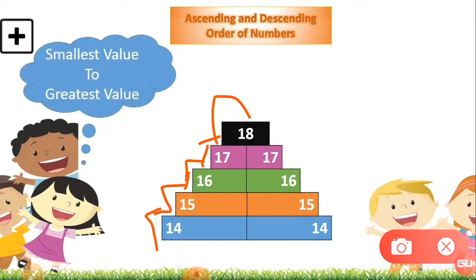You are at the greatest value now, and this is number 18. So see this, the arrow is going upside. You are climbing the stairs, and this is called an ascending number, increasing number. You have to put the numbers in increasing order. Okay, so this is the thing, increasing order. You have to take the first small number and then go to the greatest number.